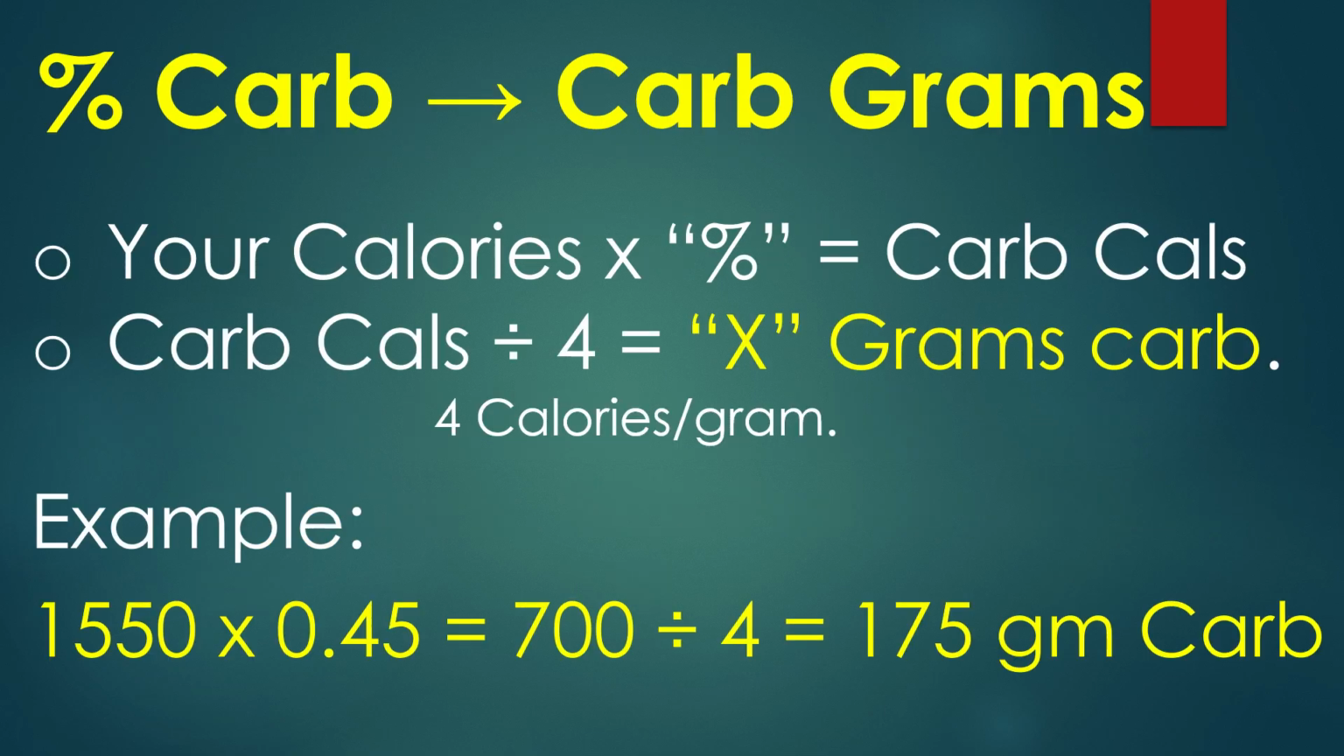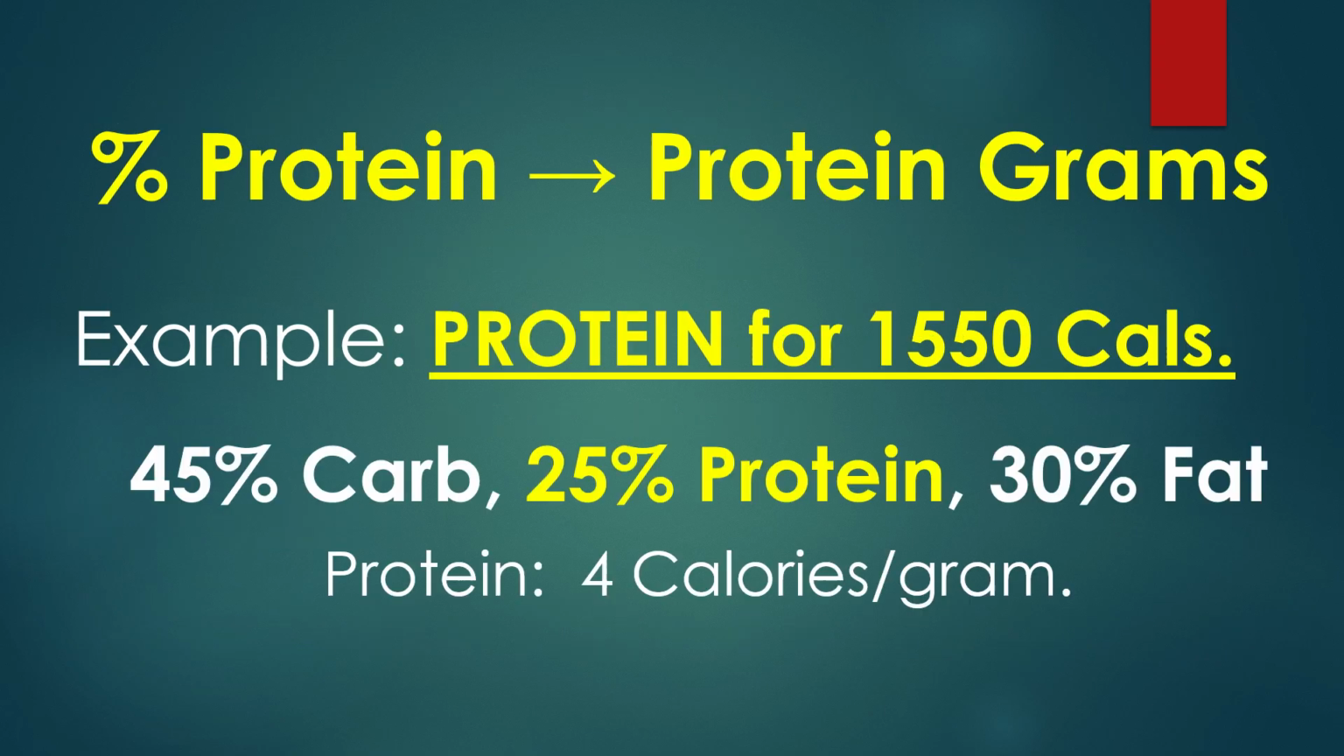Whatever your calories are, times the percent number that you want to use, gives you how many calories from carb, and you divide that number by 4 to get how many grams a day. So in my example, it would be 1,550 times 0.45 equals 700, and then 700 divided by 4, and I get 175 grams of carb a day. Write that down, because now you have that first piece of your macronutrients.